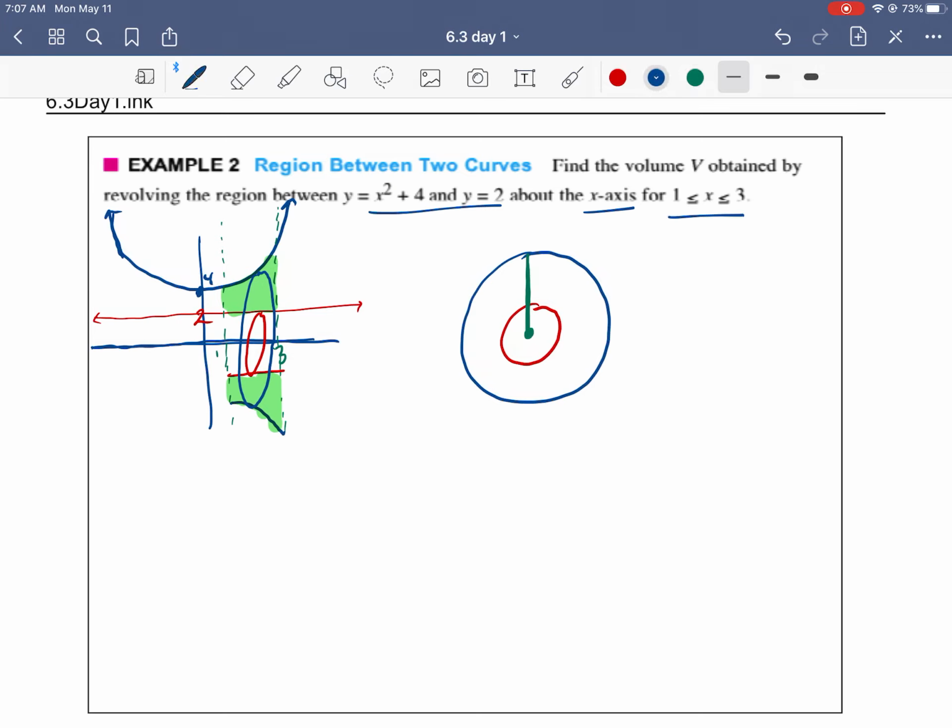Okay, so I have to figure out, well, what is big R and what is little r? Again, my slice is vertical, so I get to use y equals for these. Typically, our equations are given with y equals, and you don't even have to change it. So big R, blue, is the parabola, so it's y equals x squared plus 4. Little r, red, is the line. It's y equals 2.